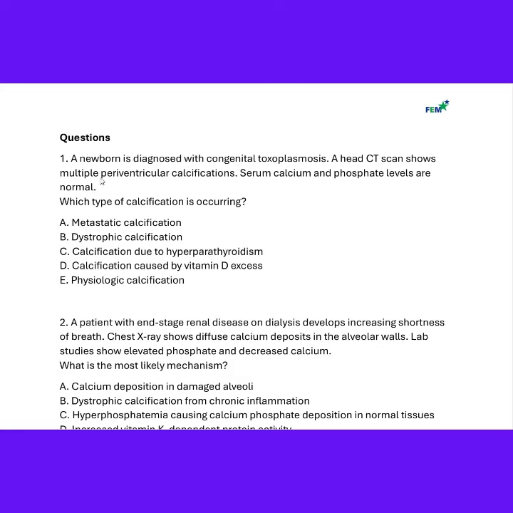So the first question there is: a newborn is diagnosed with congenital toxoplasmosis. A CT scan shows multiple periventricular calcifications. Serum calcium and phosphate levels are normal. Which type of calcification is occurring?